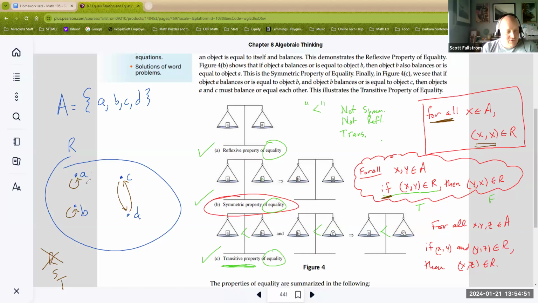That is the only one that's there, so symmetric is a yes. Now for transitive. So A goes to B, and B goes to C, then A has to go to C. Okay, well, let's take a look. We have A going to A, but that's it. So that one really doesn't go anywhere.